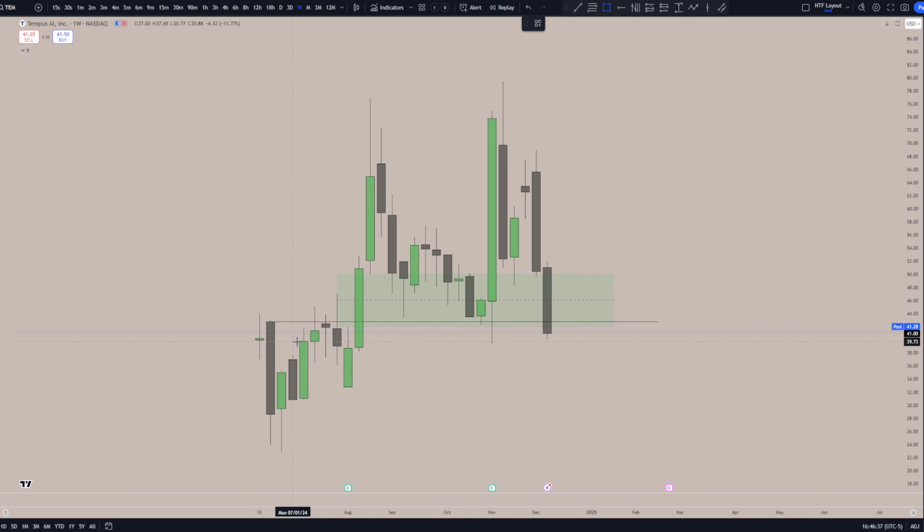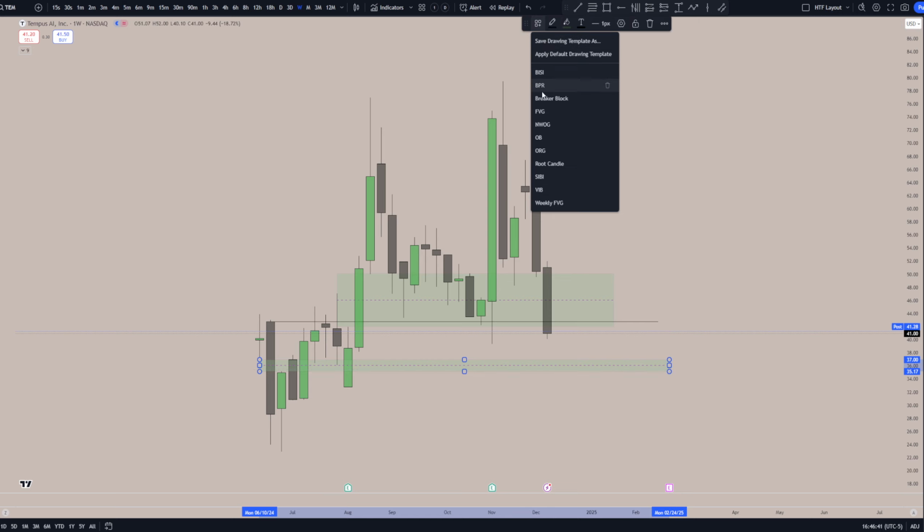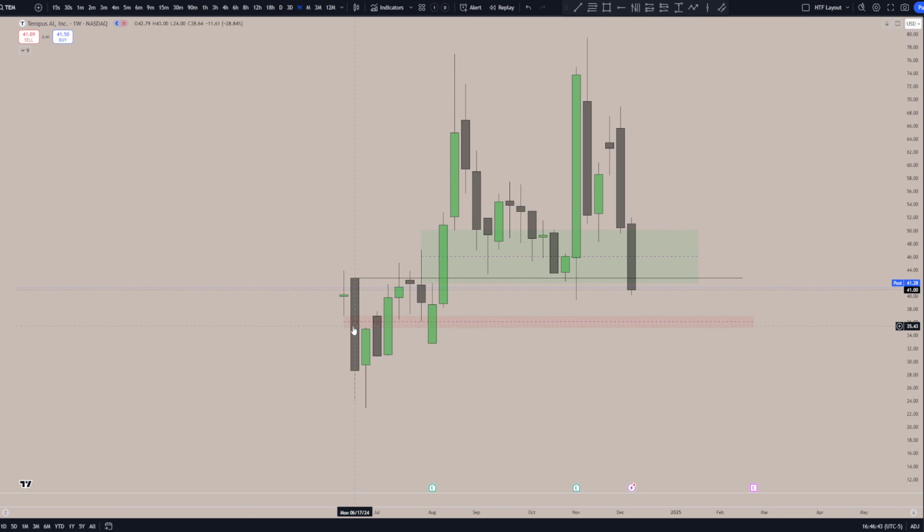There's also what I'm noticing on the weekly chart, and really we can only use the weekly here, is this SIBI down here. There's a tiny imbalance that we can see we've used here.